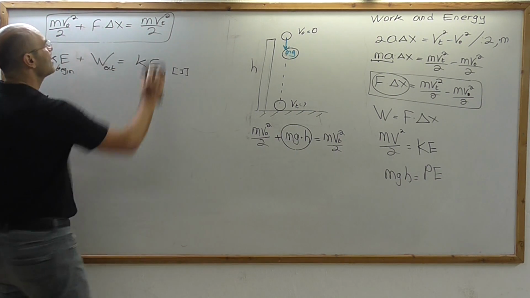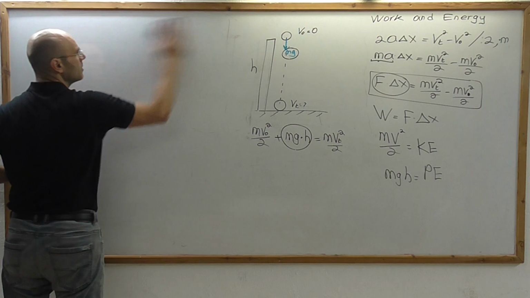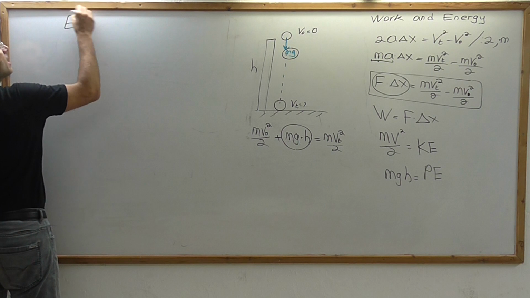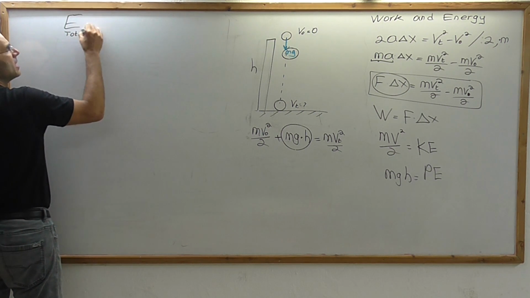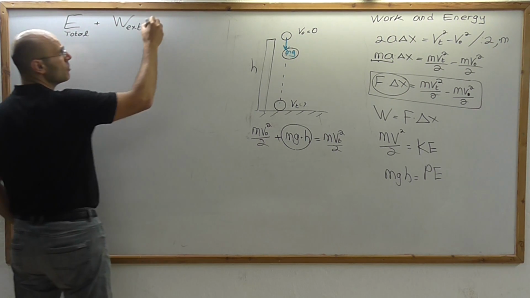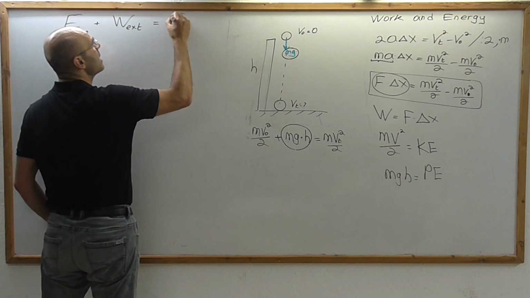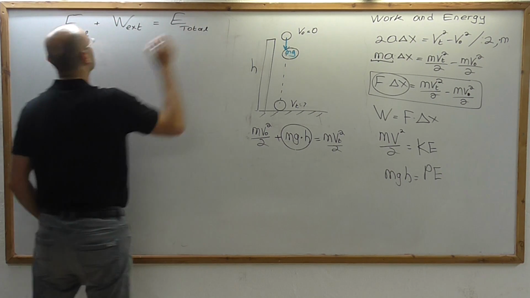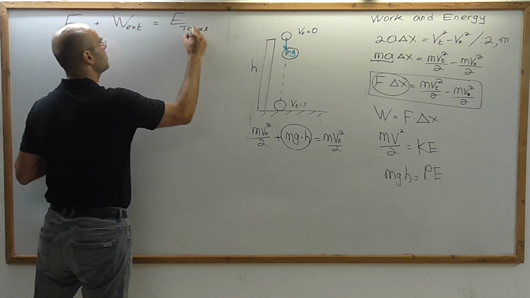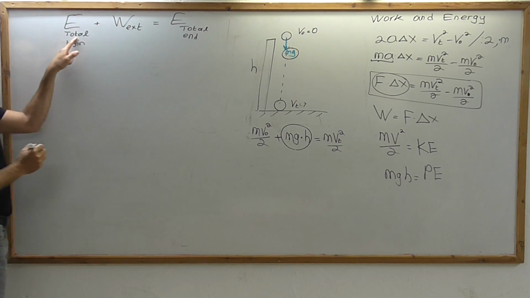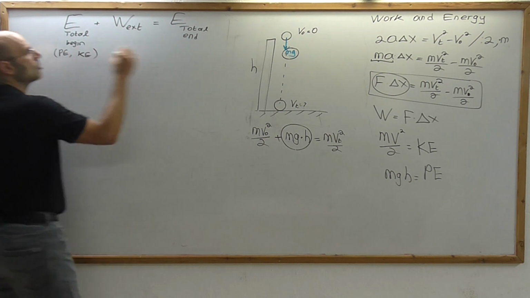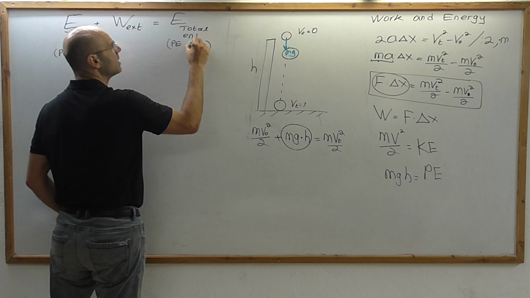So let's define now the conservation of energy in this way. The total energy at the beginning plus all the external forces applied on the object equals the total energy at the end. This is begin, this is end. And when I'm writing total energy, I'm referring to potential energy and kinetic energy. And also here, potential energy and kinetic energy.